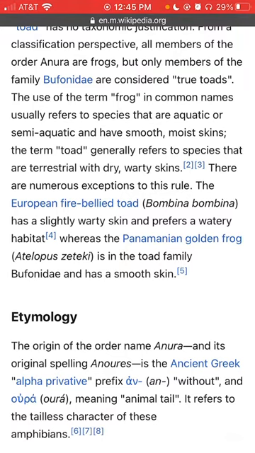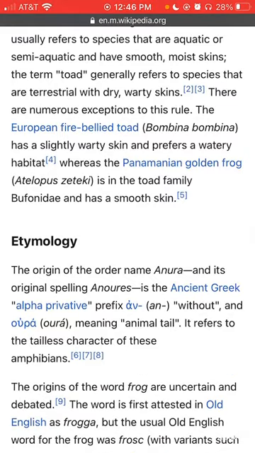The European fire-bellied toad, Bombina bombina, has a slightly warty skin and prefers watery habitats, whereas the Panamanian golden frog is in the toad family Bufonidae and has smooth skin. Etymology: the order name Anura and its original spelling Anoures come from the ancient Greek alpha privative prefix a-, meaning without, and oura, meaning animal tail. It refers to the tailless character of these amphibians.